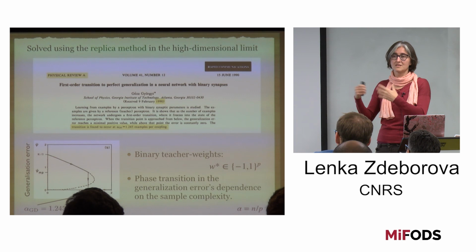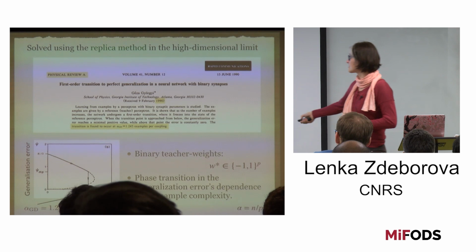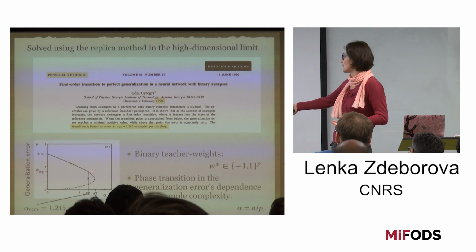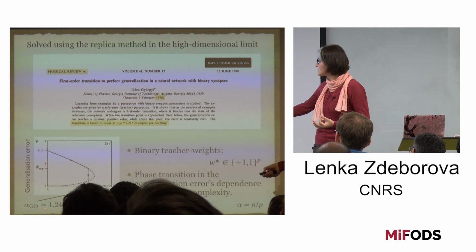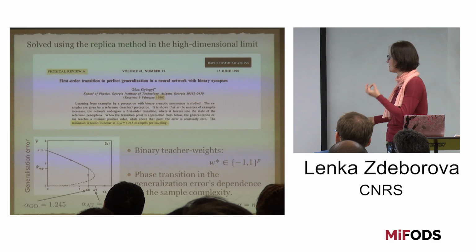Okay. And in this paper, they computed the optimal generalization curve as a function of this parameter alpha, which was the number of samples divided by the dimension, so larger alpha should get simpler. It has this interesting form: it is some large number, so bad generalization, and then it sharply drops to zero at alpha equal to 1.245 something. Above that alpha, there are enough samples to learn exactly this W star and hence be able to generalize perfectly. And that's what was in the paper back then.